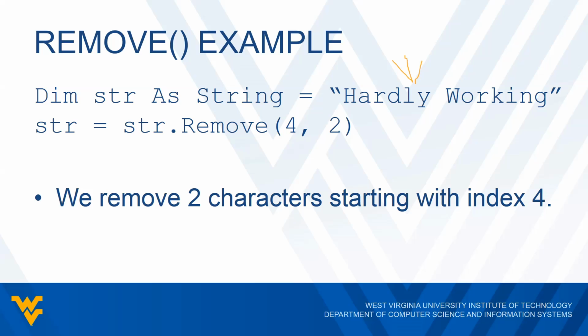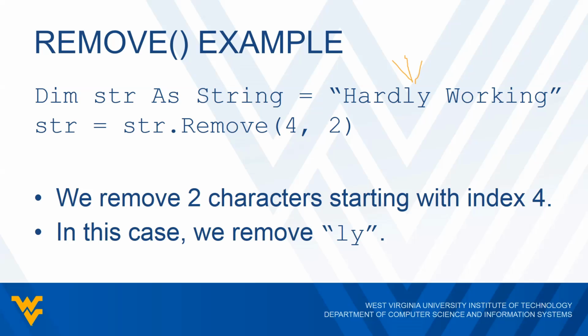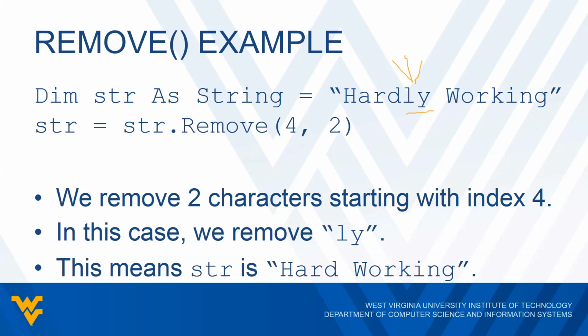Well, that's close enough to be pointed to the L. And since we're going to remove 2 characters, that means we're going to remove the L and Y. These 2 characters right here will be just completely removed. And then all the other characters will be shoved in. So it's not like there's going to be spaces in place of that. It's just going to be completely taken out of our string. So what that means is after removing the L and the Y from this string, the resulting string is going to be hard working.